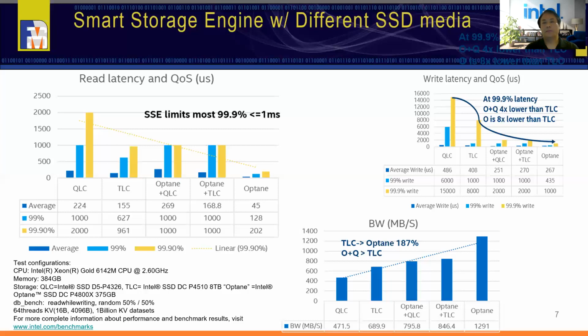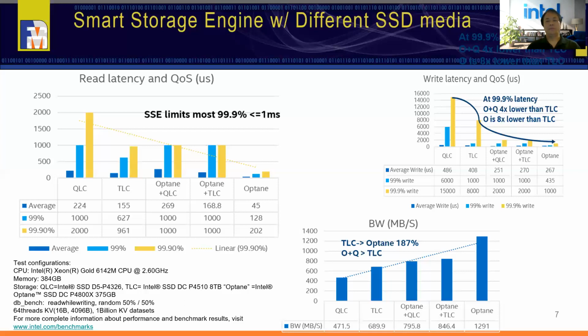So with Optane plus QLC, you can see the 3.9 latency is 4 times better than TLC. And Optane itself can, of course, be 8 times better than TLC. We use TLC as the baseline here. And then you see the bandwidth: from TLC moving to QLC, we got almost 2 times better. And Optane plus QLC is better than TLC. So you can see the performance increase by using a better medium.